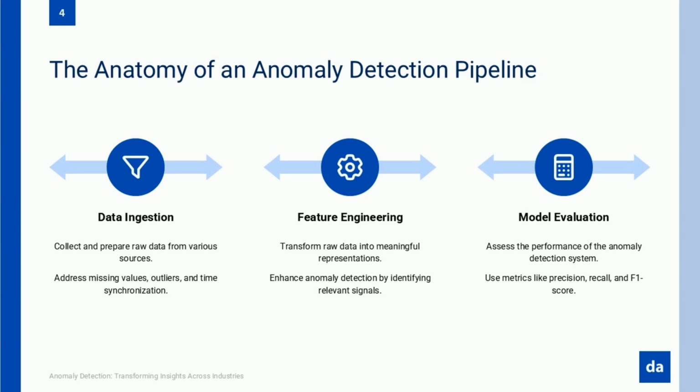The evaluation component isn't merely about measuring system performance, it's about aligning that performance with your organization's specific needs and constraints. These four components, data ingestion, feature engineering, modeling, and evaluation, form the core of any effective anomaly detection pipeline. But their power emerges not from individual excellence, but from their seamless integration. A change in one component ripples through the entire system.